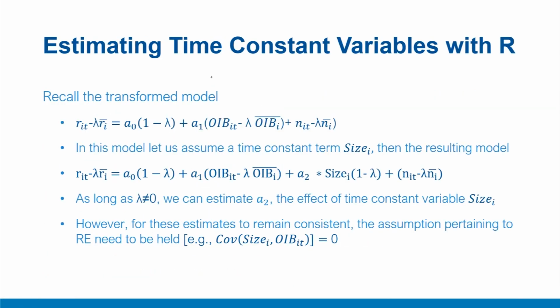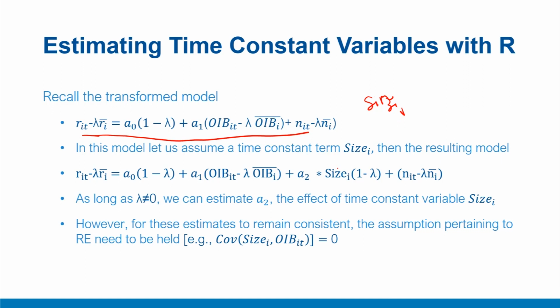Now, how do we estimate a time constant term with random effects in R? Recall our transformed system of random effect model. This was our transformed system. In this transformed system, let's say there is a time constant term, size, which is specific to individual entity i, that needs to be estimated and introduced in the model.